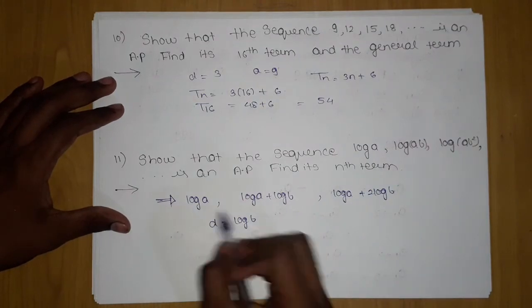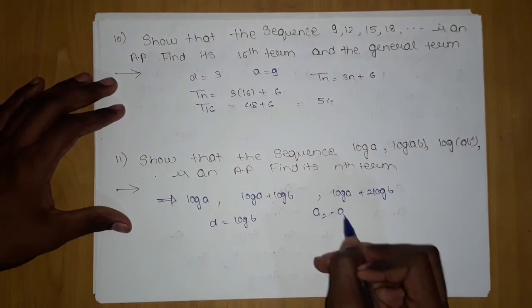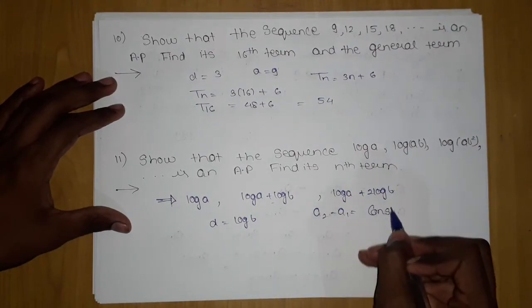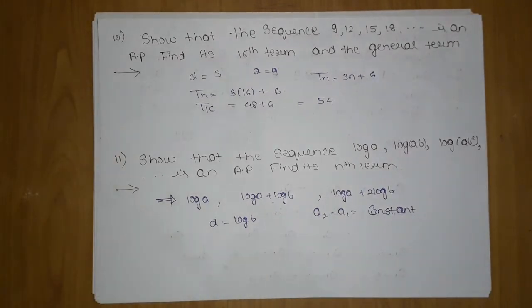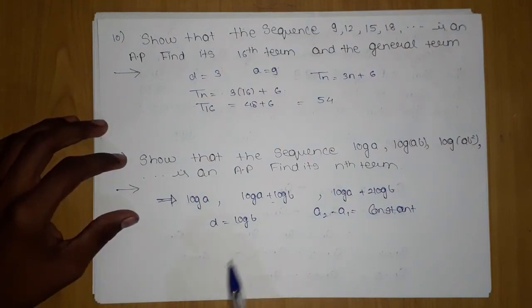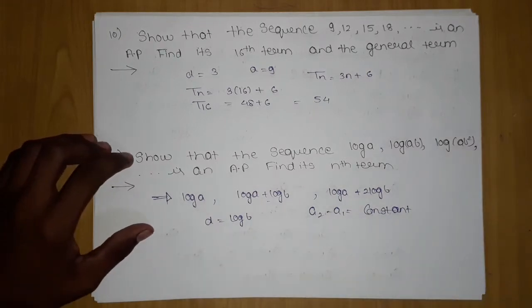You subtract these terms, you get D, and you subtract these. Remember, A2 minus A1 equal to a constant is the condition of an AP. A2 minus A1 is the constant, meaning it is giving a similar value. A3 minus A2, A4 minus A3, A5 minus A4. If all the values become constant, then it is surely an AP. This is the property which is taught, so we will use its application, which gives D is equal to log B. Now I am sure that it is an AP.